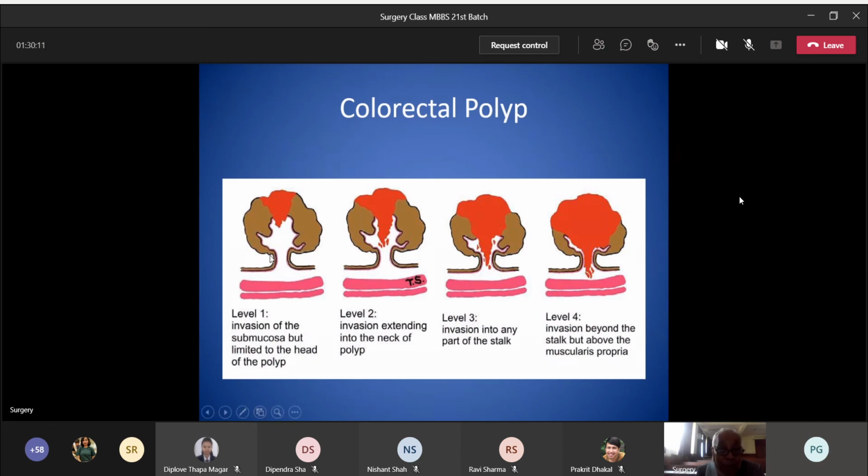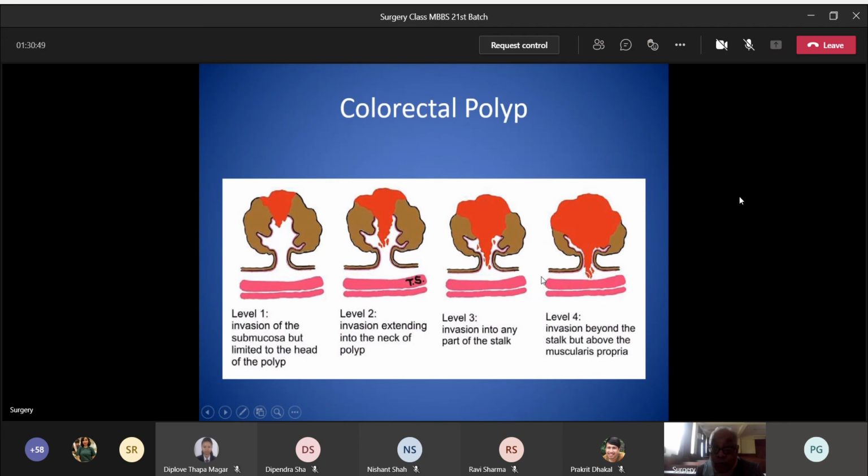This is the mucous membrane, and this is the polyp arising from the mucous membrane. This is the lamina propria, and this is limited up to the head of the polyp, and this is only towards the neck, and this has already crossed the neck and stalk, and it is in the submucous layer. That's the level 4. So once it reaches the submucosa, then there are a lot of lymphatics, they start metastasizing before they come to the muscularis or serosal layer. That's very important. Level 4 is very dangerous.